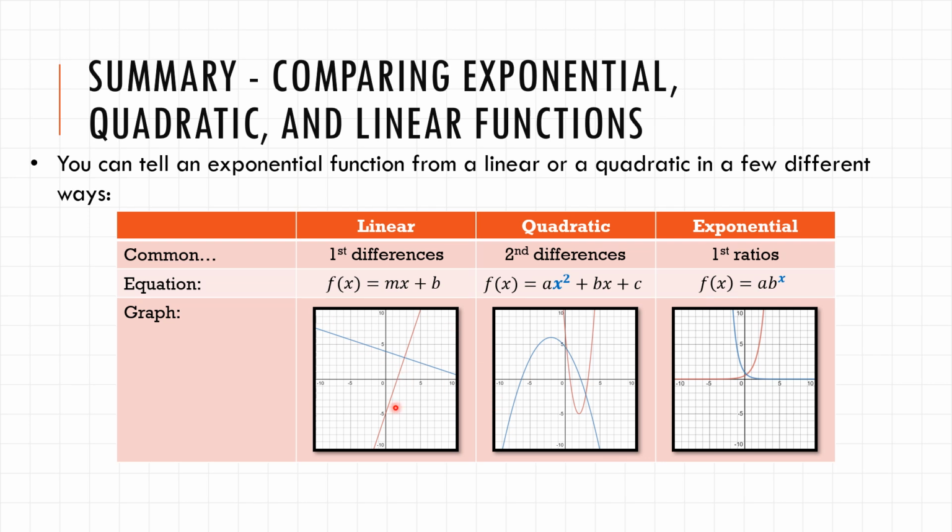And finally, their graphs. The linear graph looks like straight lines. That's where the word line comes from. Quadratic comes from the word quadratum, from the x squared term, and that always creates a very special shape called a parabola. And finally, the exponential function, like I mentioned, has a really flat side and then a really steep side.